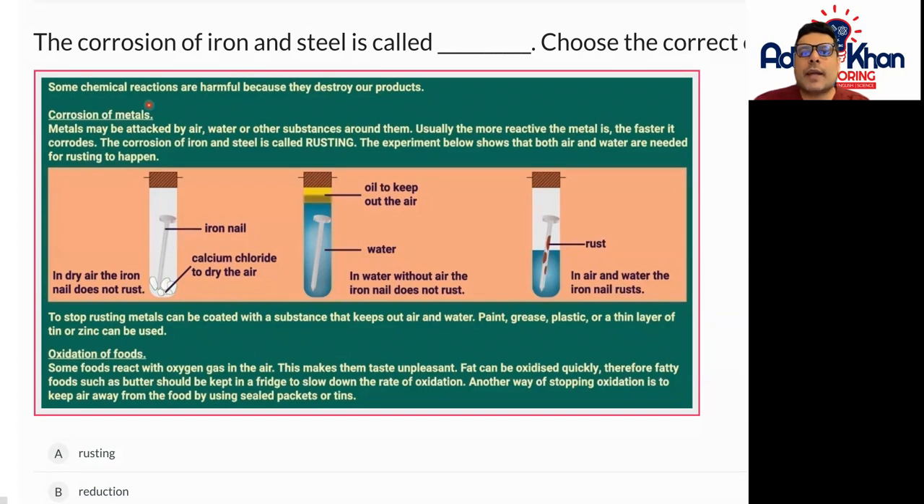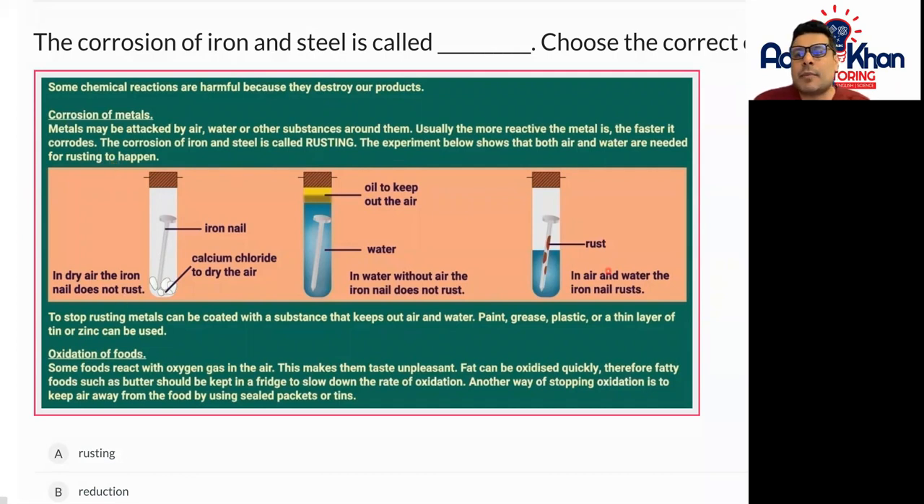So some chemical reactions are harmful because they destroy our products. So let's have a look at corrosion of metals. Metals may be attacked by air, water, or other substances around them. Usually the more reactive the metal is, the faster it corrodes. The corrosion of iron and steel is called rusting. The experiment below shows that both air and water are needed for rusting to happen.